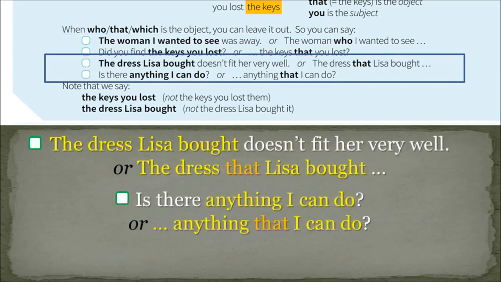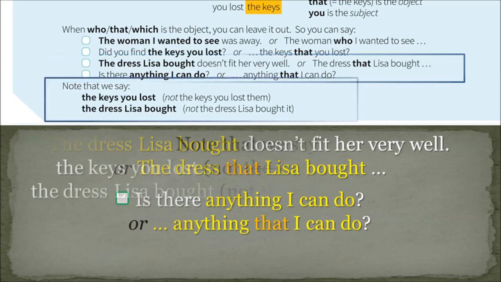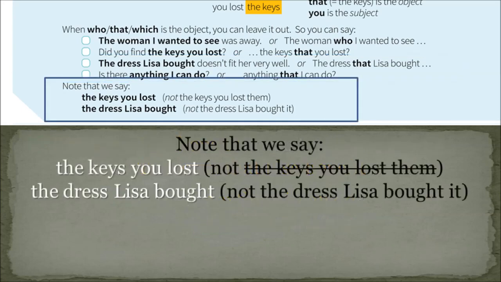The dress Lisa bought doesn't fit her very well. Or, the dress that Lisa bought doesn't fit her very well. Is there anything I can do? Or, is there anything that I can do? Note that we say, the keys you lost. The dress Lisa bought.